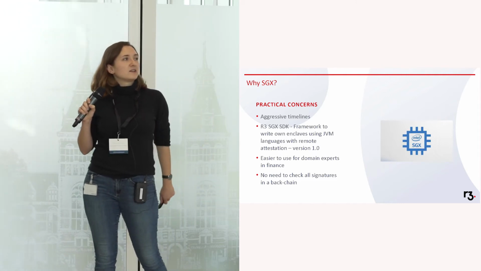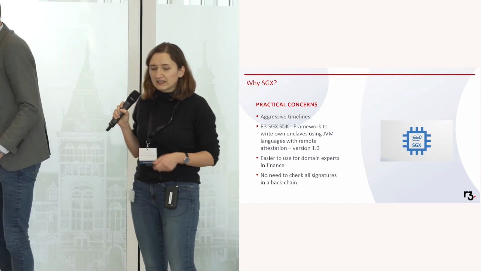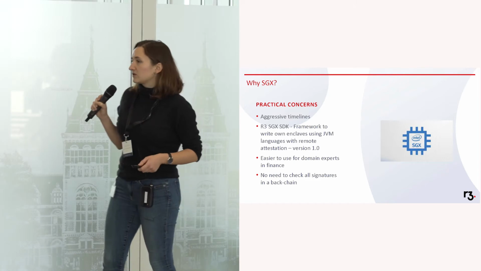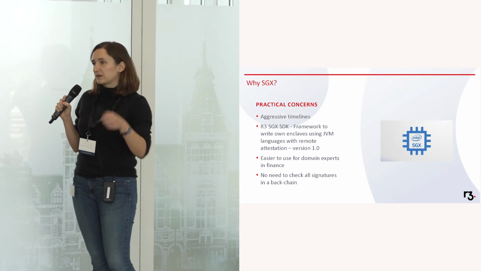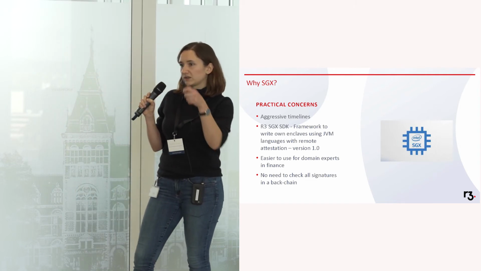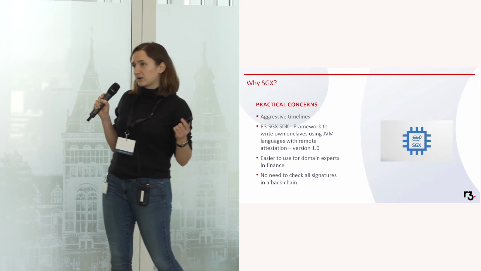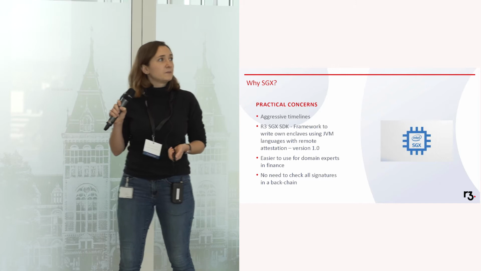Another nice feature is that if you have trusted enclaves on the network and you have signatures from them, you don't have to walk back the whole chain, right? Because it's sufficient to have just the signature on the transactions that contribute to the current transaction, right? So you can check just that.